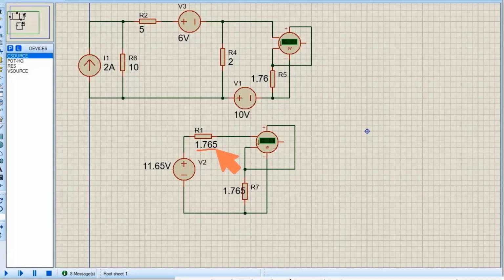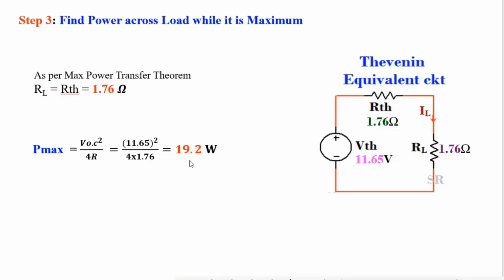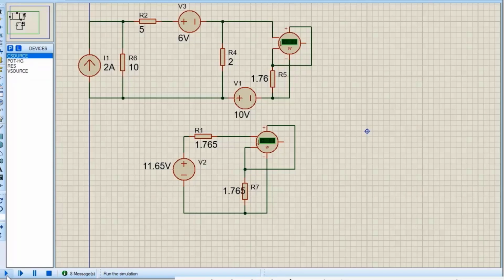Say this is the RTH value, load resistance is the same as RTH. This is the open circuit voltage, and in the main circuit I have used load resistance the same as 1.76 ohm. Now checking whether power in the main circuit and equivalent circuit are the same with value 19.2 watt. Running simulation.